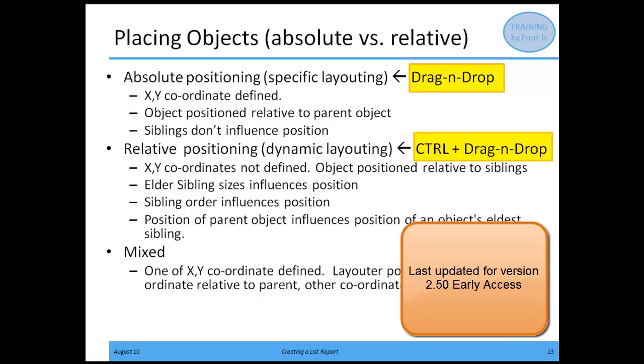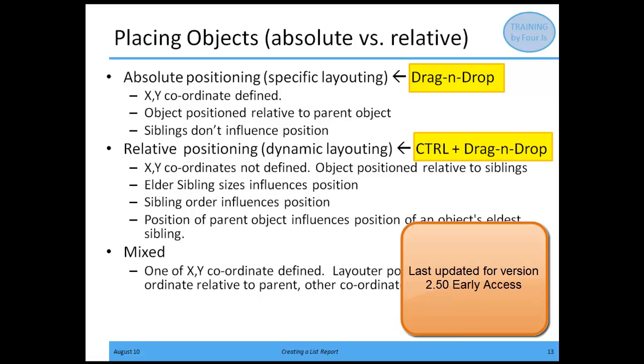Now, when you're placing objects onto your report or into your main work area, you're going to be placing them using either absolute positioning or relative positioning. Absolute positioning, also known as specific layouting, is where you're defining the X and Y coordinates in relation to its parent object or parent container.